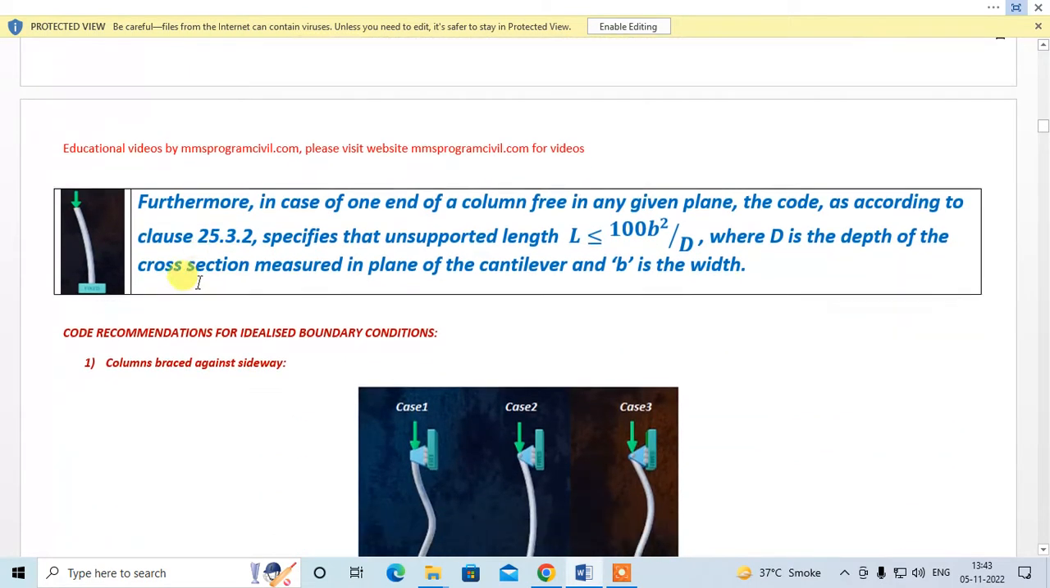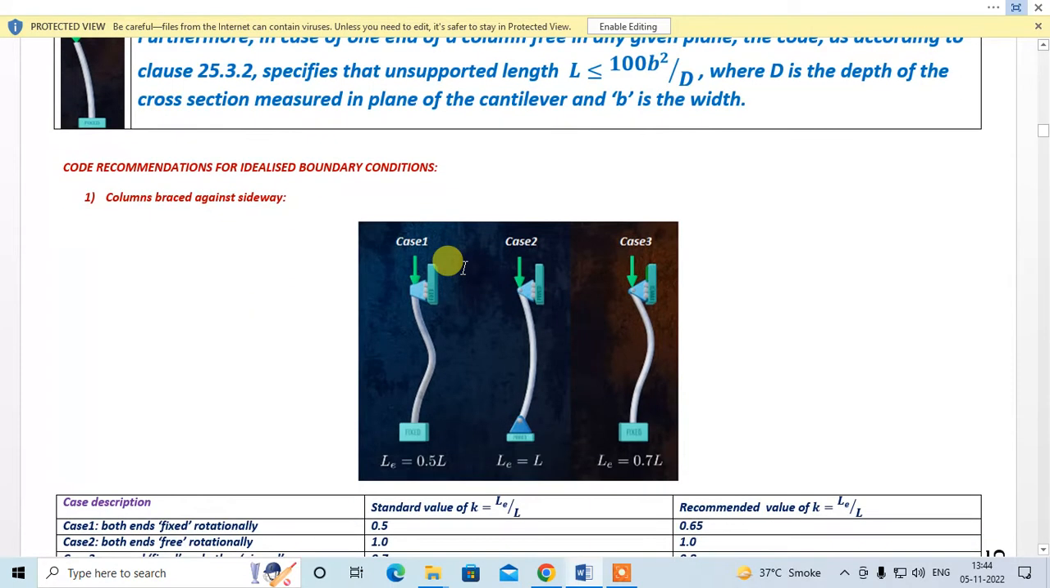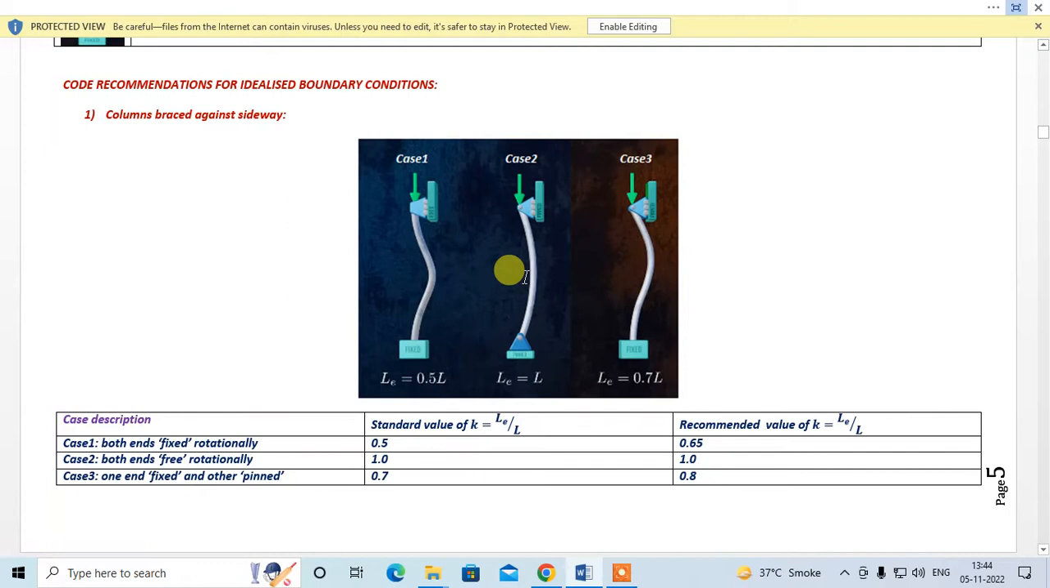Fine. This is a column with one end free. Furthermore, in case of one end of a column free in any given plane, the code, according to clause 25.3.2, specifies that unsupported length L should be less than or equal to 100 b squared by d, where d is the depth of the cross section measured in the plane of the cantilever and b is the width. So these are some standard conditions given in the code.